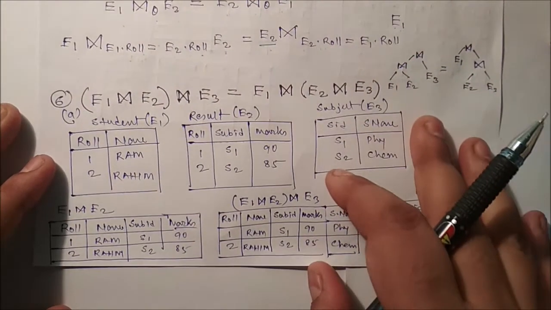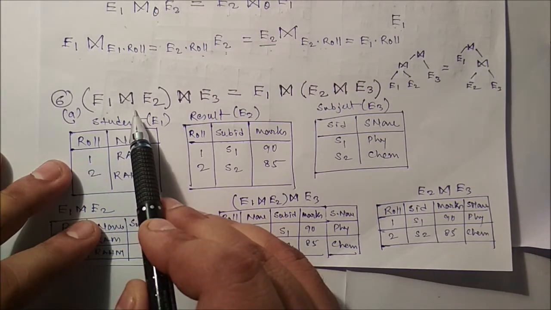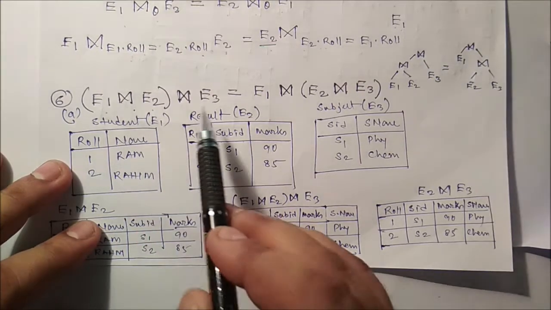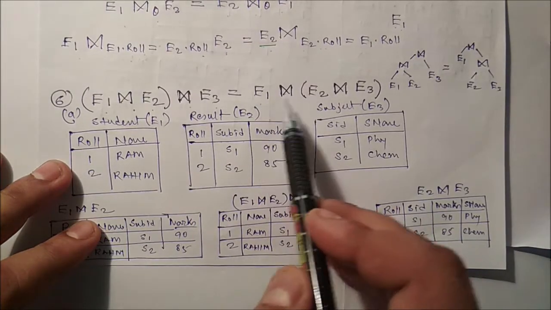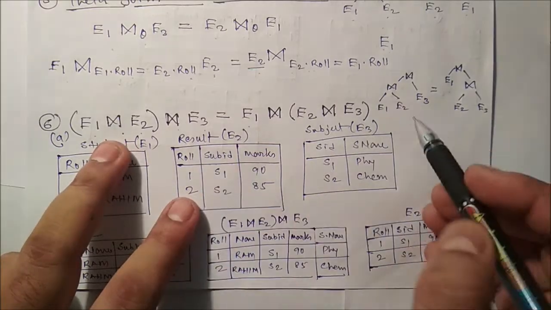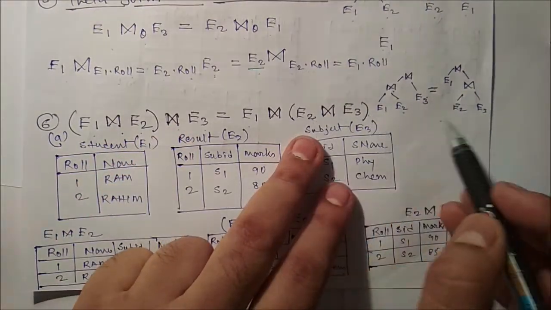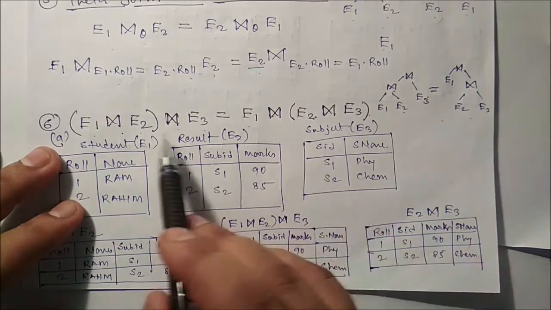Next we can see the sixth one. E1 natural join E2, natural join E3. Here you can see first apply natural join E1 with E2, then with E3, is equivalent to first applying E2 with E3, then with E1. So you can say both are the same.